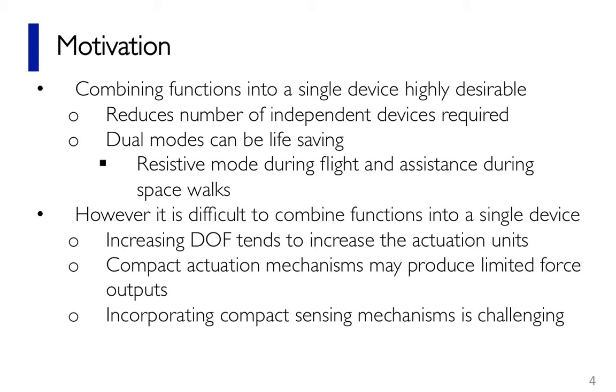First, combining these functions reduces the number of required independent devices. Second, devices that possess dual capabilities can be life-saving. For example, for astronauts, resistive mode is useful for strength training during space travel, which limits the detrimental effect of muscle atrophy. Assistive mode is useful during spacewalk, limiting hand fatigue and allowing for longer spacewalks. However, combining these functions into a single device is difficult.